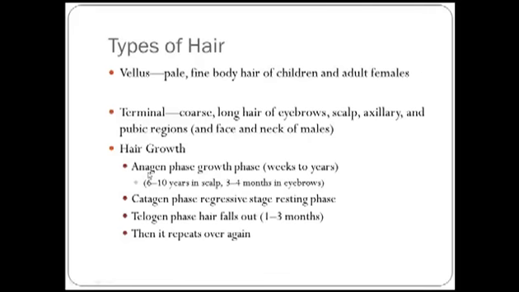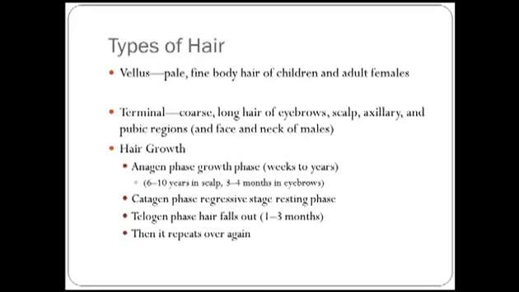So we're going to talk more now about some hair growth. With hair growth, there are some different phases. We have anagen, catagen, and telogen. Anagen is the growth phase of the hair that takes a long time. This is going to be on your scalp. These hairs are going to be growing in this phase for many years.